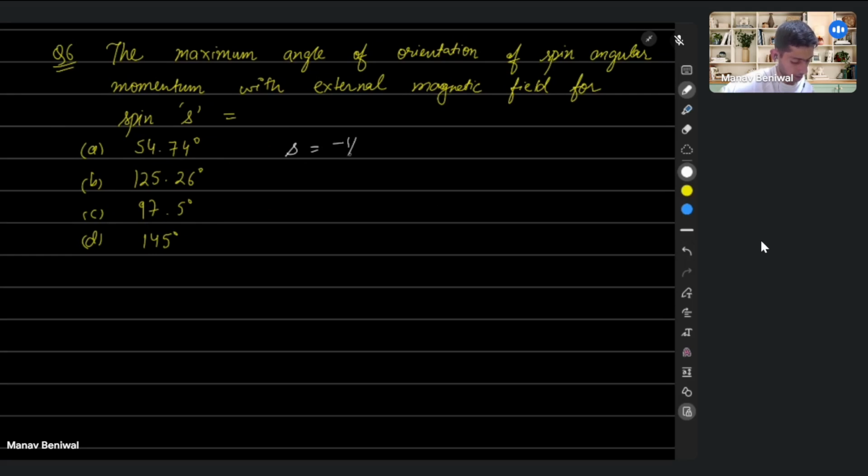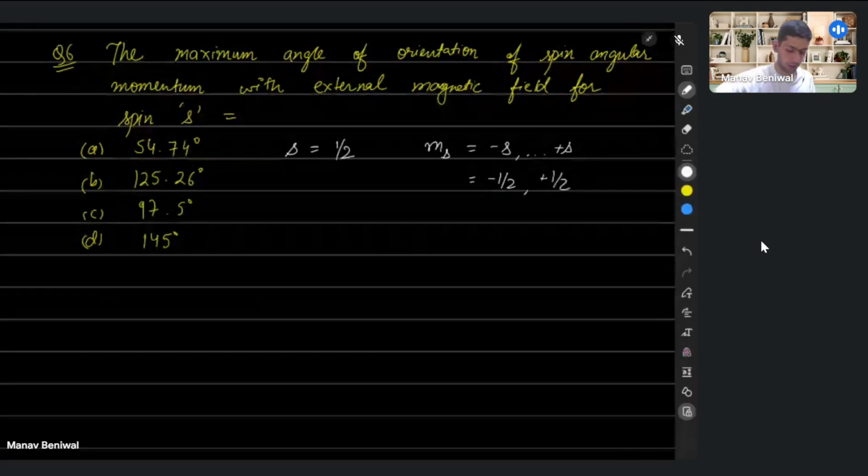either minus half or plus half. Here we are talking about the magnitude S, which is always half for an electron. Correspondingly, the magnetic quantum number for spin can have two values, going from minus s all the way up to plus s. So this will be nothing but minus half and plus half. So these are the two states.